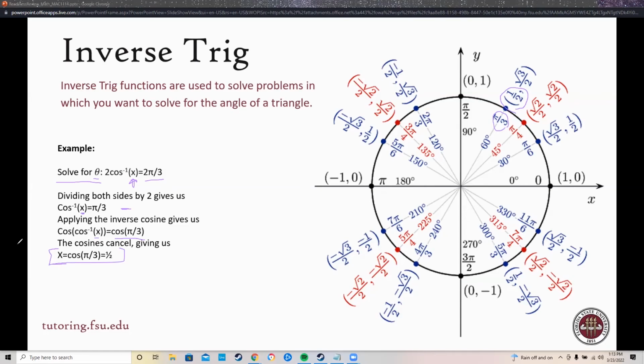The main key takeaway is that inverse trig functions are useful when you're not given every piece of information about the triangle, and you're just using a property to get all the pieces of information. So you already know that cosine inverse of x is pi over 3, but you don't know what x is. This is just a way to get everything from the triangle.